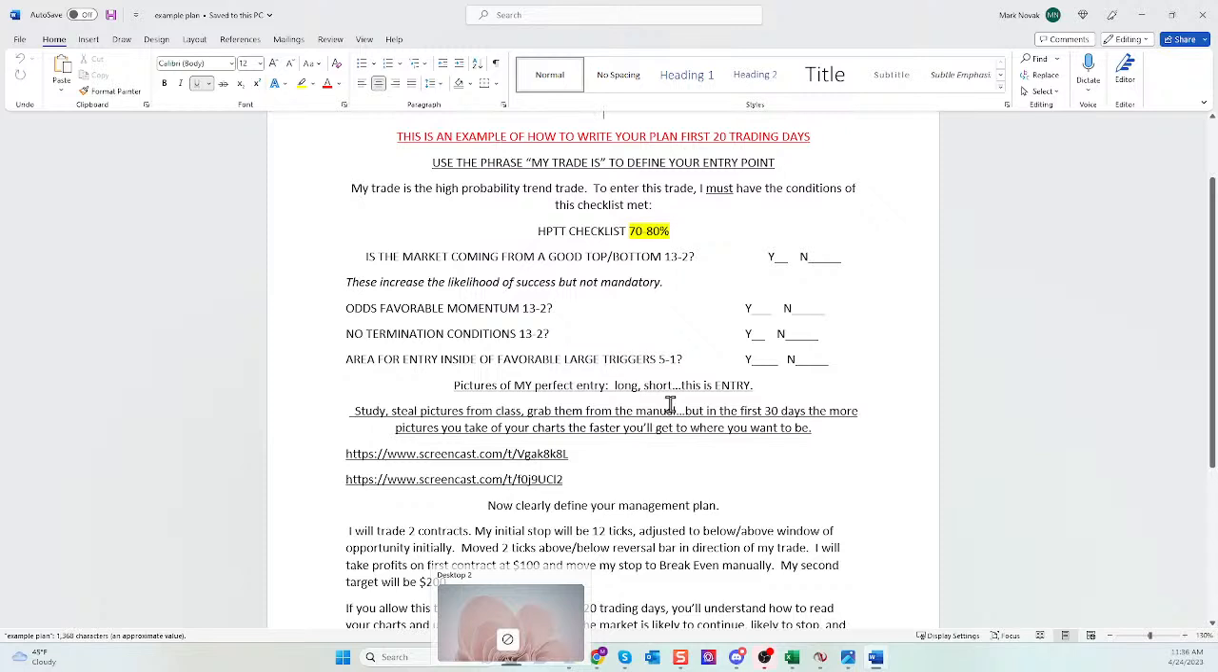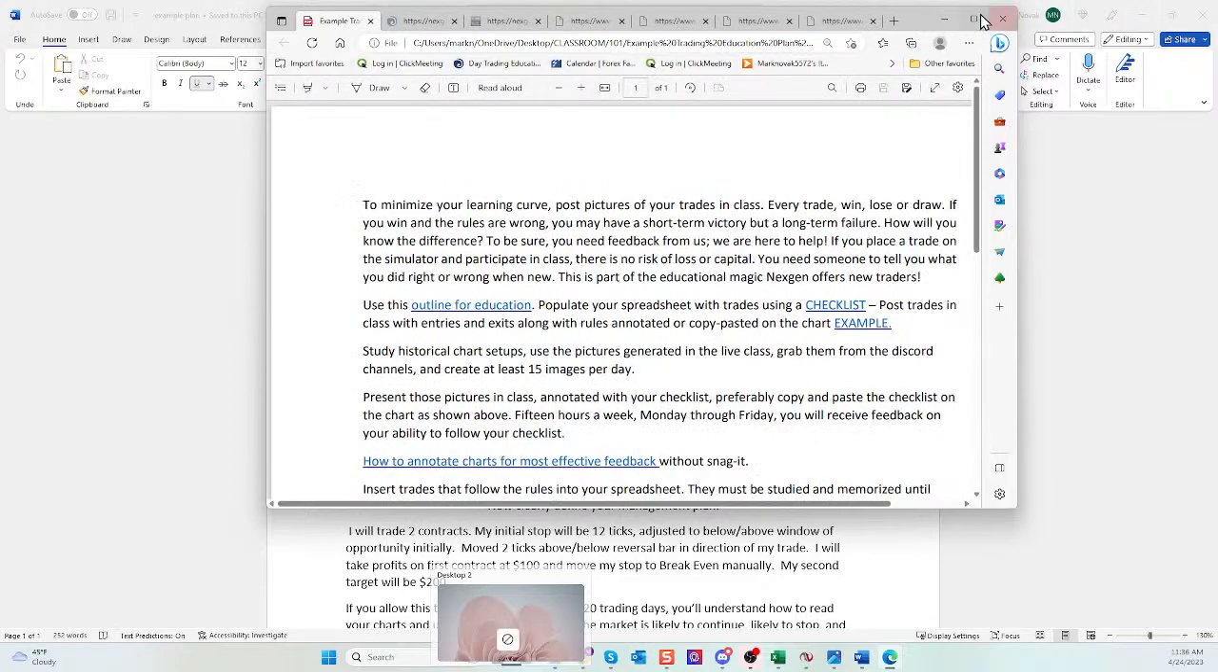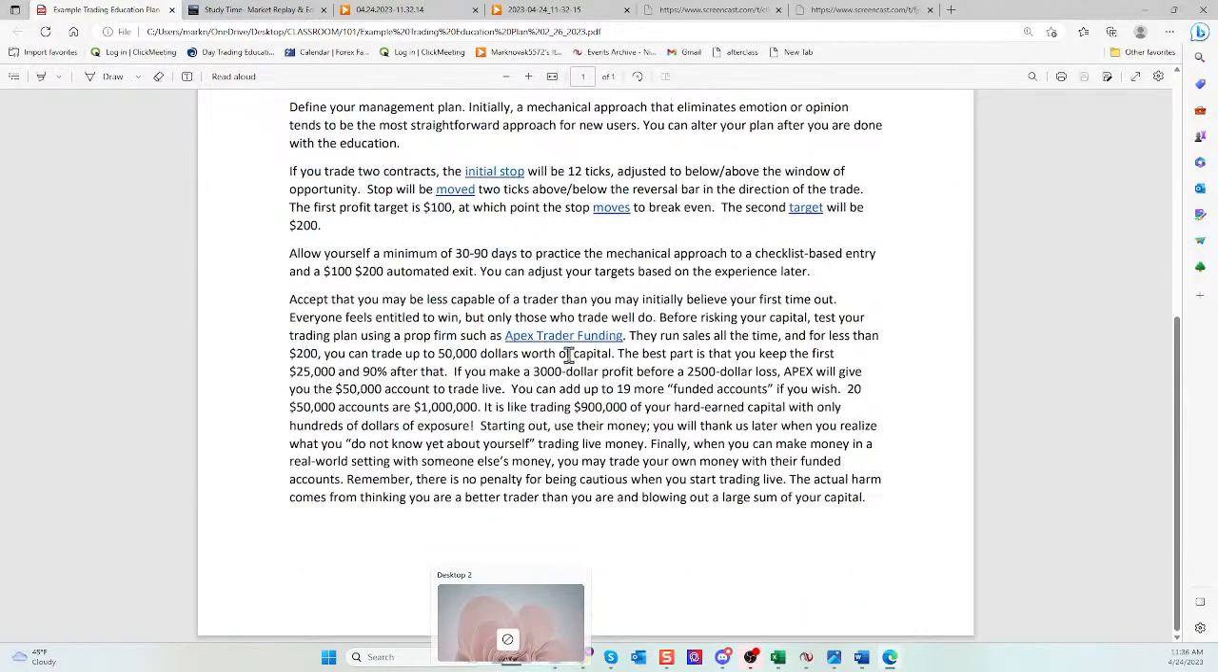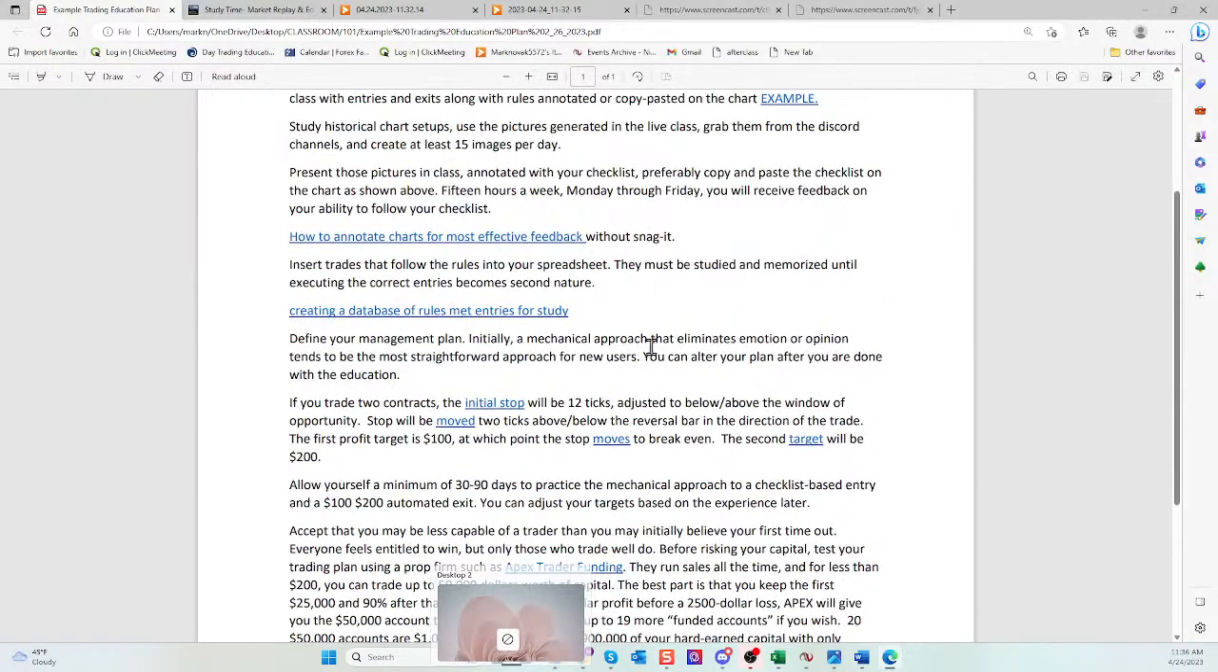And this is why I tell new users, spend 30 days on nothing but entries. Don't worry about what happens next. Spend 30 days just focusing on entries. And then after that 30 days, or during that 30 days, a mechanical approach eliminates emotion or opinion, tends to be the most straightforward approach for new users.